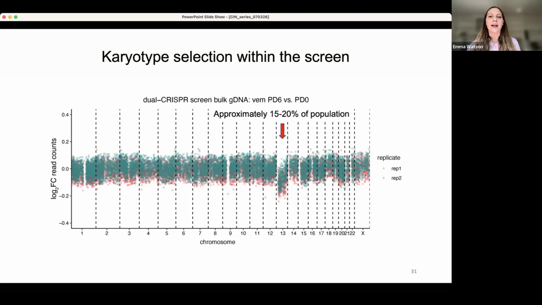So we estimate that about 15 to 20% of the population has lost chromosome 13. That doesn't invalidate our screen or our analysis, which I'm going to show you next, because it does create some potential noise, but still about 80% of the population should be resistant because of the guides that we've put in and not because of the chromosome loss.